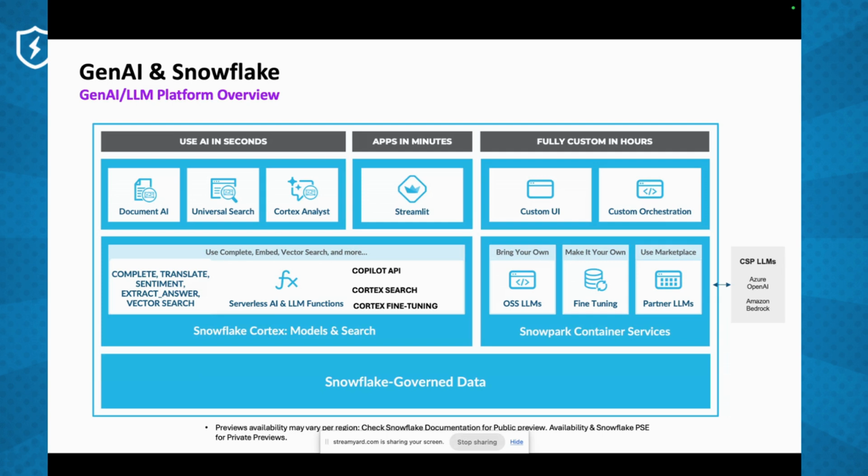custom in hours. And for that, Snowflake has different areas. For AI in seconds, you have Document AI; for apps in minutes, you have things like Streamlit. I have created a lot of cool applications using Streamlit, and I've heard a lot of customers are actually interested. They want to go Snowflake native, so they want to move away from the Tableau world. If you are reading data from Snowflake, why don't you have something within Snowflake through which you can build apps? And that is where Streamlit comes in. And then you can go fully custom, where we are talking about Snowpark Container Services.